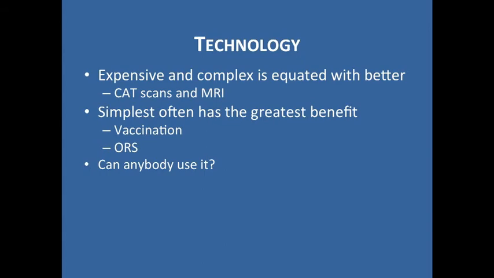Technology advancement in health greatly affects supply. In most societies, expensive, gleaming machines are deemed to be better than old tech. Therefore, a CAT scan or an MRI is often the first option, even when a simple X-ray will suffice. And I've already touched on the issues of vaccination and ORS. You need to remember that technology is not limited to machines, but can refer to drugs and clinical interventions as well.